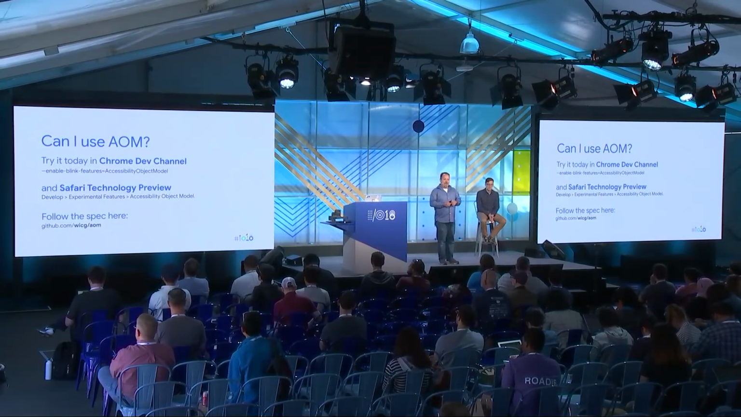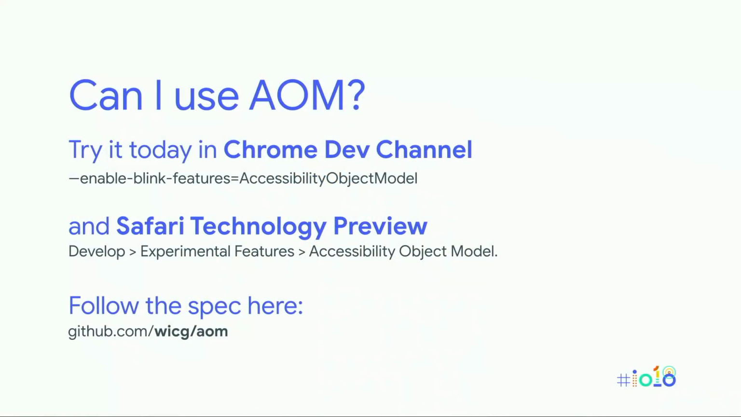So let's go back to the slides here. If you're interested in the accessibility object model, you can try out a lot of the stuff that you saw today in Chrome. There's a command line flag. You can also try out some of this in Safari Technology Preview. Some of this is also being implemented in Firefox right now. The best place to start, if you're interested in this, is just to find the spec on GitHub.